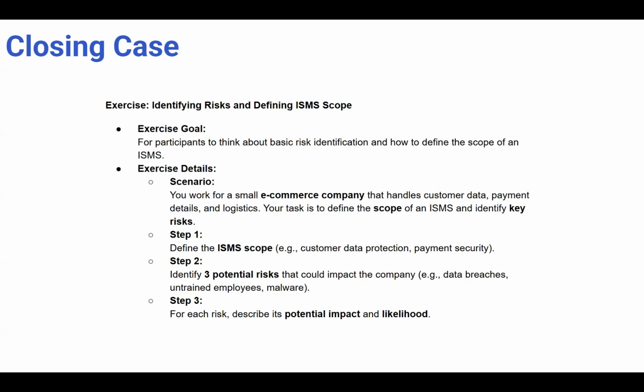Just to say, to find out the likelihood that something could happen, you may need some additional information. Do we have controls existing? Are there vulnerabilities? But let's just say it's a low likelihood that this could happen. So this is the kind of thing you want to think about when you're defining the scope for your ISMS and identifying key risks. So please take a second and do this for yourself before we continue. So just pause, think, respond, and then play.